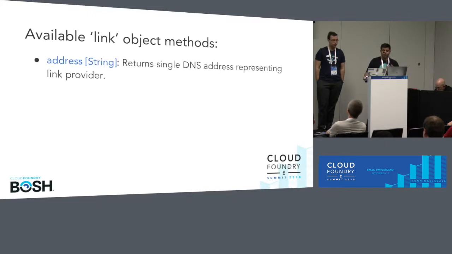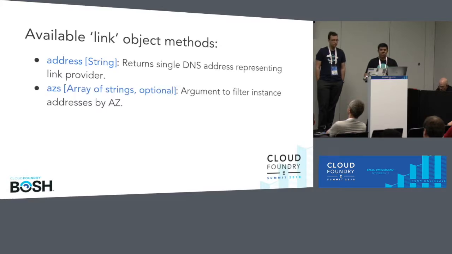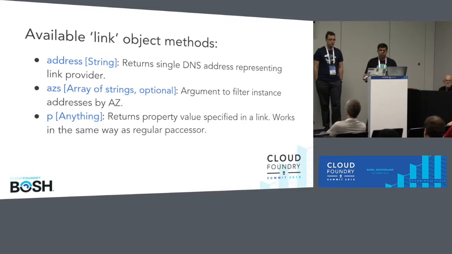There are a couple of objects associated by default with each link. One of them is address, which gives you the DNS entries of the link that you have called for. This address can be either IPs or a DNS, based on the provider deployment. If a provider explicitly says, I just want to deploy with IPs, then when you query this address, it would be just IPs, not the DNS address. Then you can also filter based on AZs.